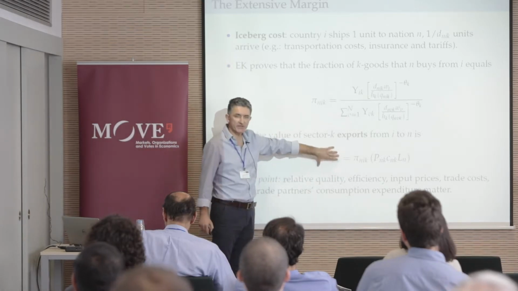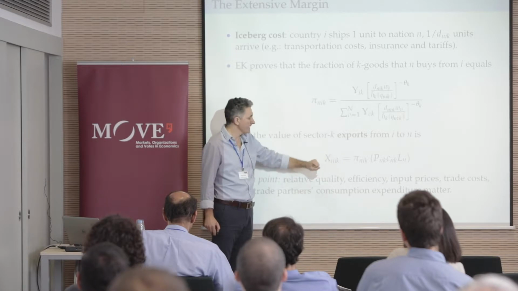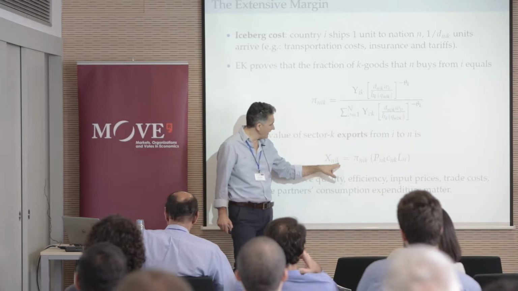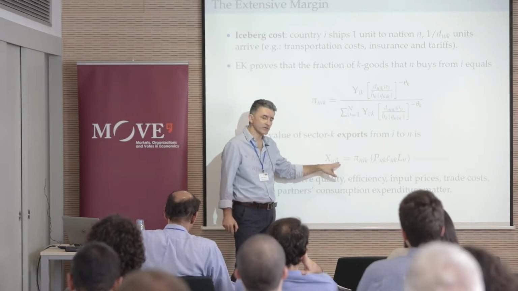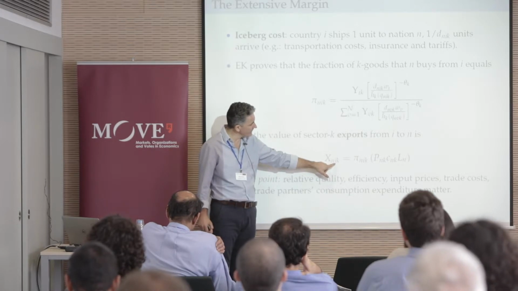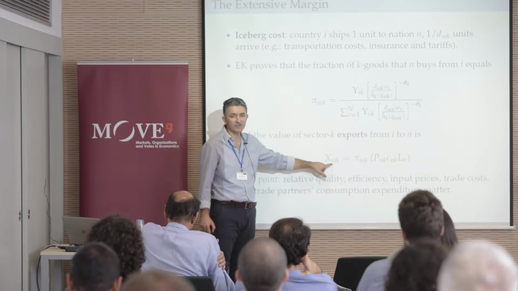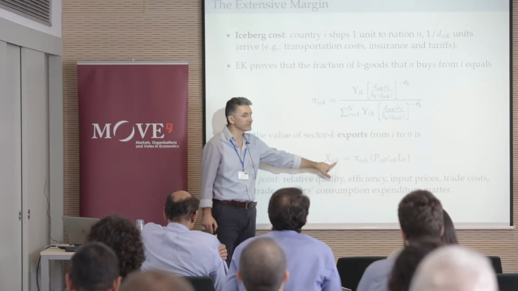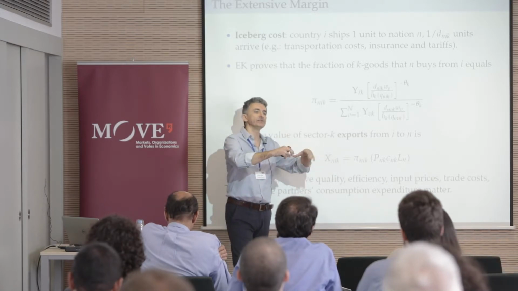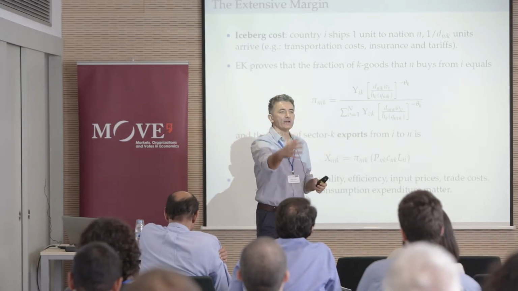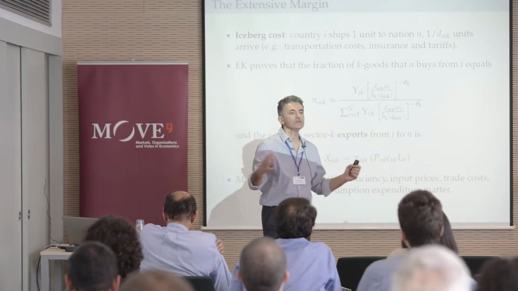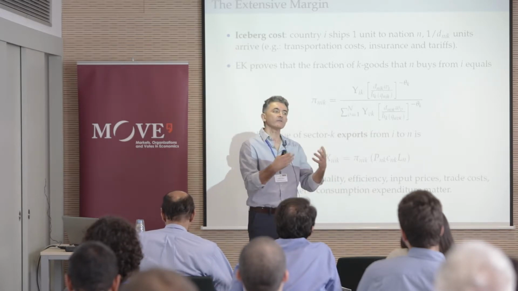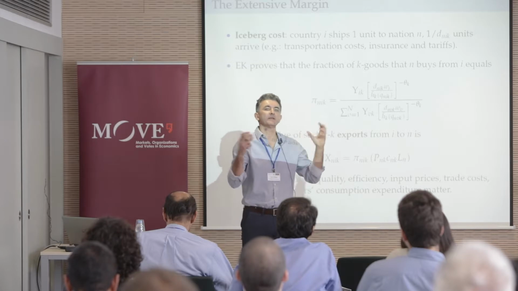This is the key expression that you obtain from the Eaton and Kortum model. The key expression gives you a value for exports: exports of products that belong to sector K that go from origin country I to destination nation N. At the beginning of the model, you disaggregate. Each sector has many different products, but later on in the model, you aggregate. All the predictions are in terms of sectors. They are not for individual products, but for products that belong to a certain sector.